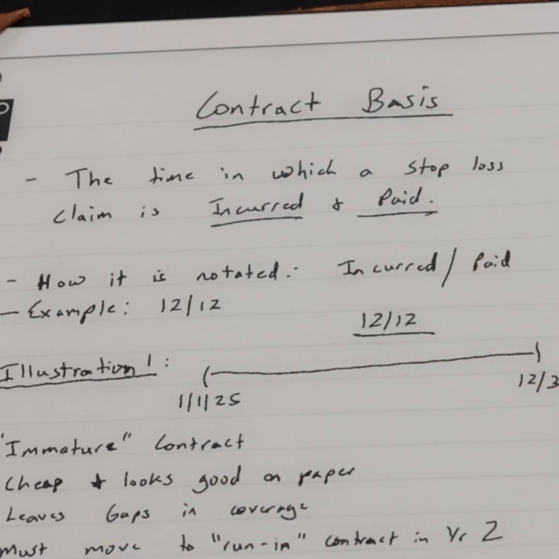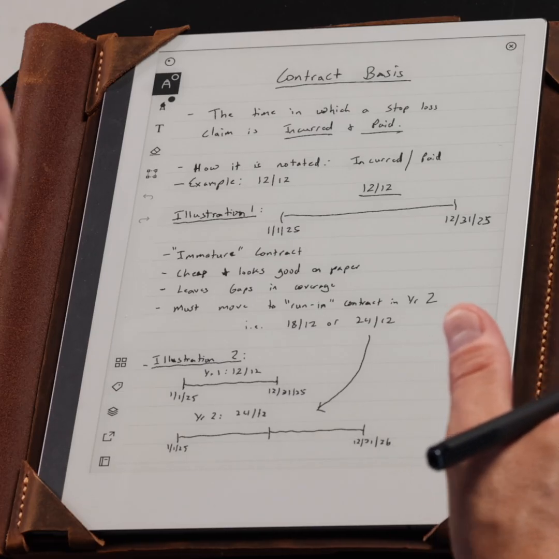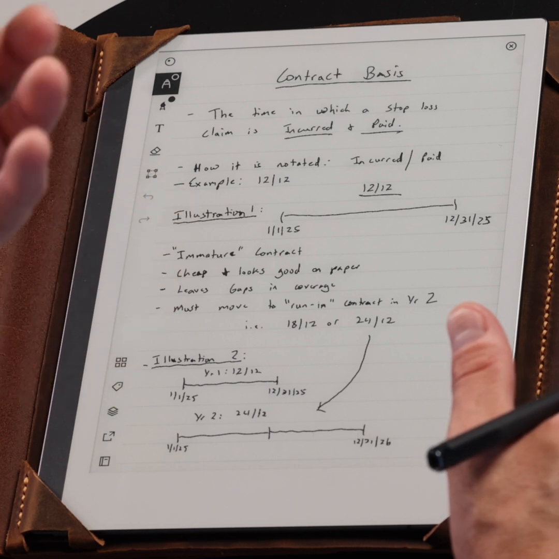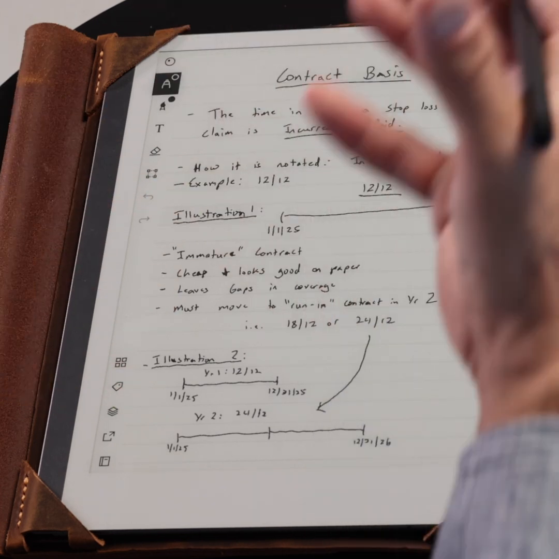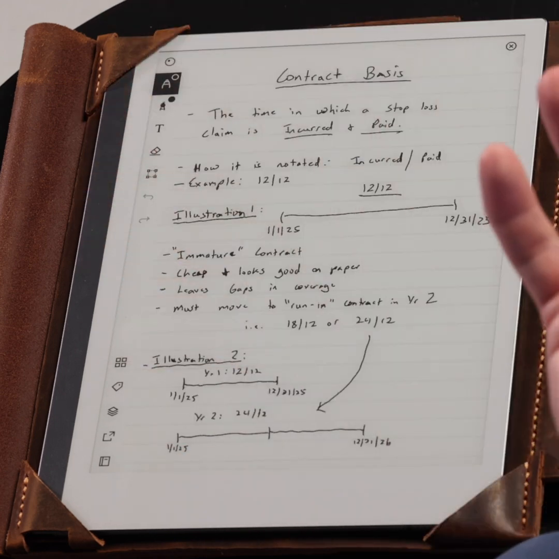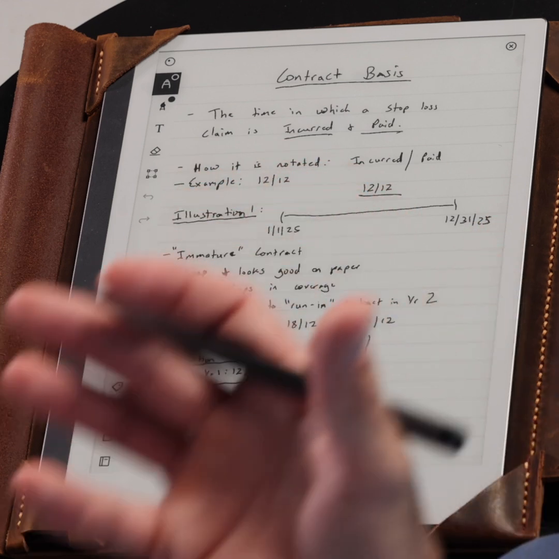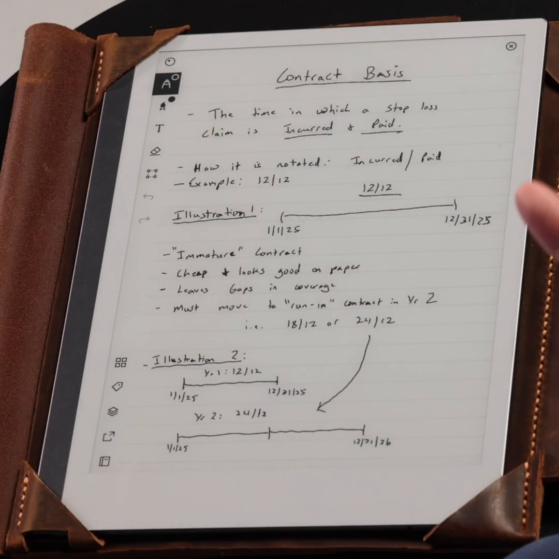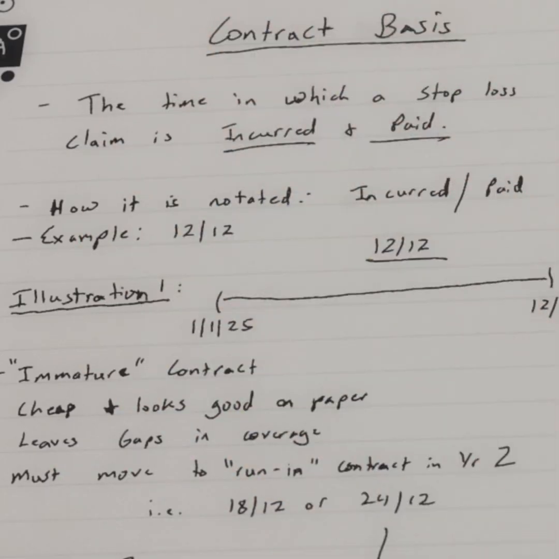Okay, so all a contract basis is, is designating the time in which a stop-loss policy is covering claims that are incurred and when they are paid. So incurred means when did the claim happen? When did the actual event itself or the healthcare service happen? And then ultimately, when was it paid? The assumption is that most medical claims, especially large claims, are not going to immediately be adjudicated and paid right away. So there'll be some sort of lag between when the claim was incurred and when it was paid. And so in the world of stop loss, you'll see it notated as incurred on the left side of a dash, and the paid number of months on the right side.